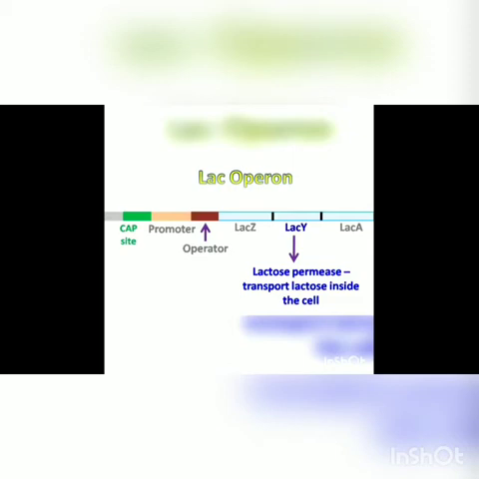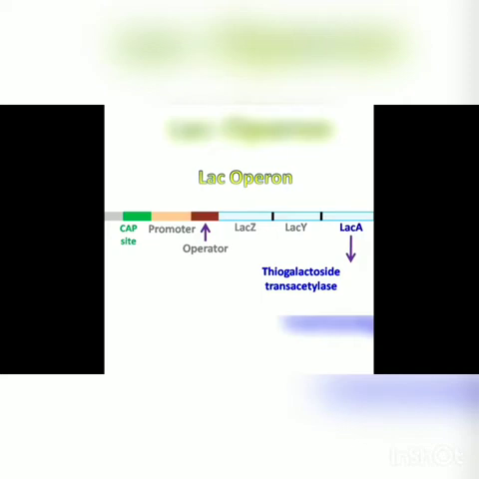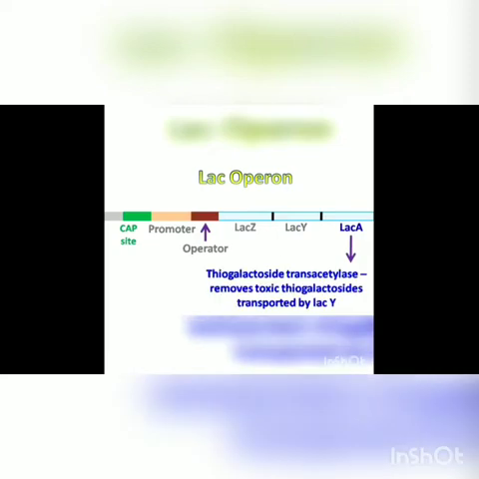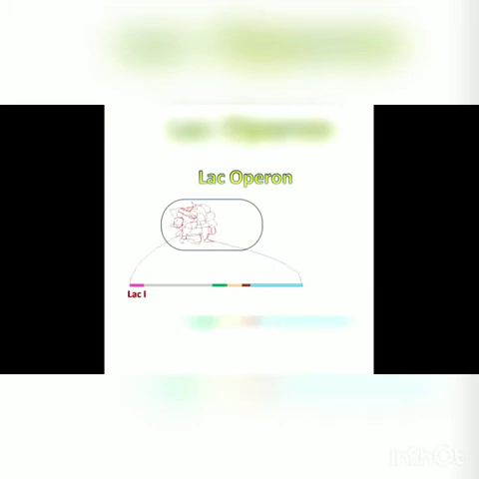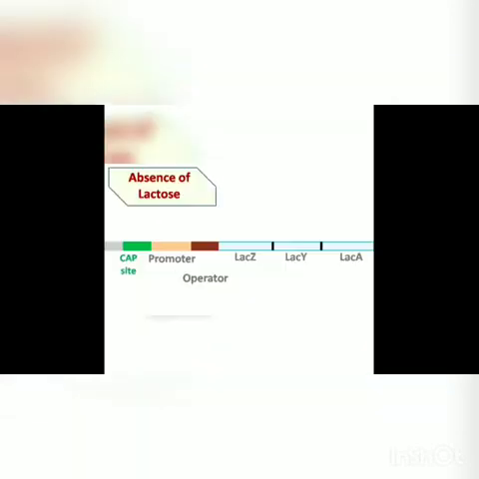And the lacA gene codes for thiogalactoside transacetylase, which removes the toxic substances transported by the lacY gene. And lacI encodes a repressor that binds the operator and represses the lac operon. Let's see how this lac operon functions. In the absence of lactose, the operator is occupied by the lac repressor.